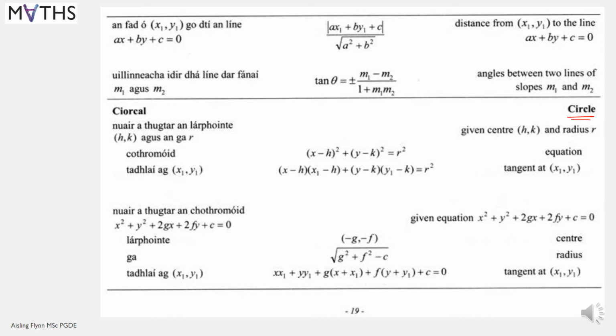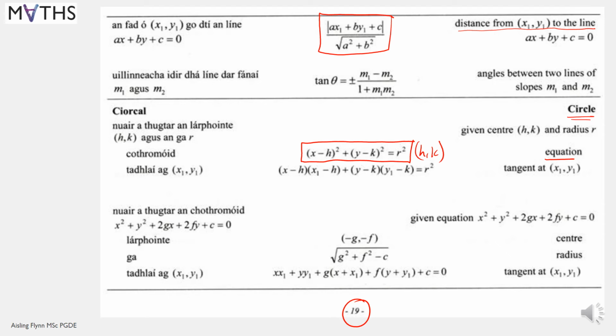Here's our circle page, page 19 in the formula and tables book, and the equation of a circle is gotten by using this formula here, which uses h and k as the coordinates of the center and r squared as the radius squared. So we may need that, but in addition we have the tangent to the circle, and we know the distance from the tangent to the center of the circle is 5. We'll look at that picture again, and this might come in handy, the distance from x1, y1 to the line. This one here.